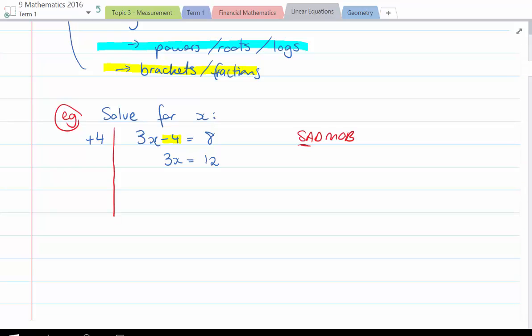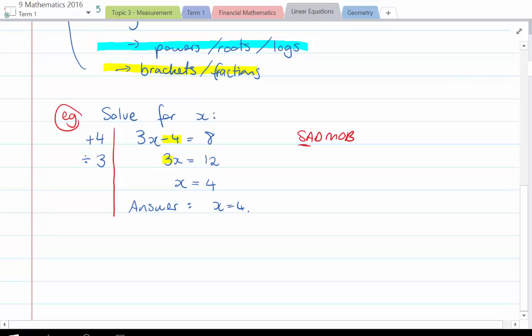Now we've got this extra 3. Now remember that 3x means 3 times x. So we need to undo that multiply by 3. So the opposite of multiply by 3 is divide. So if we divide both sides by 3, we get x, and 12 divided by 3 is 4. So therefore our answer is x is equal to 4.